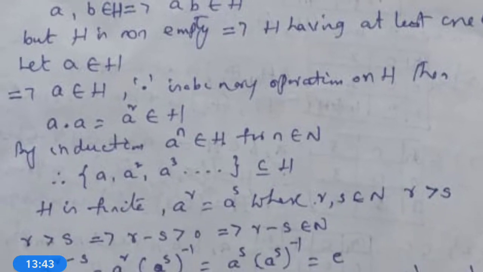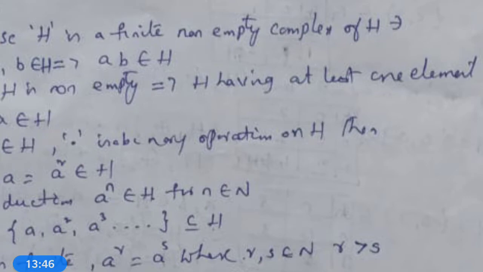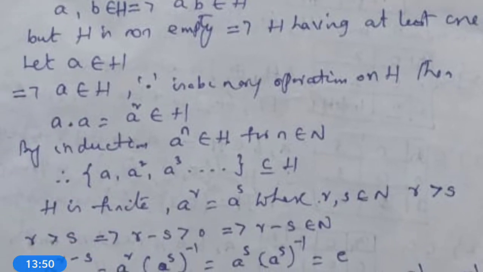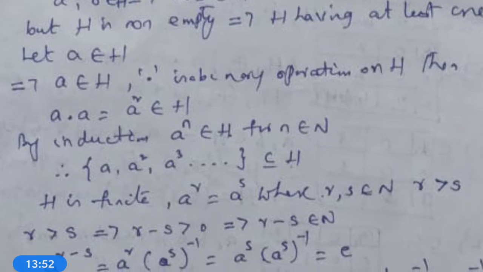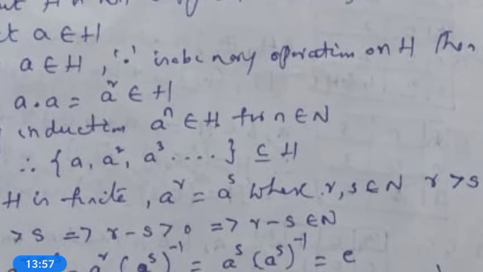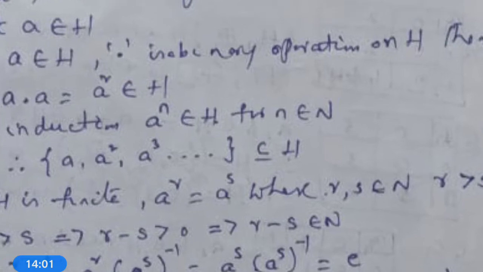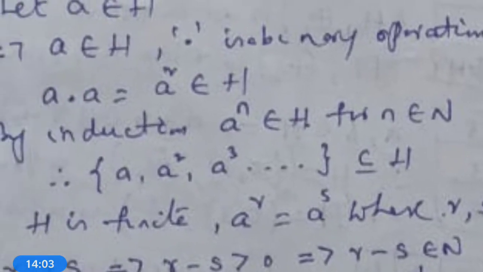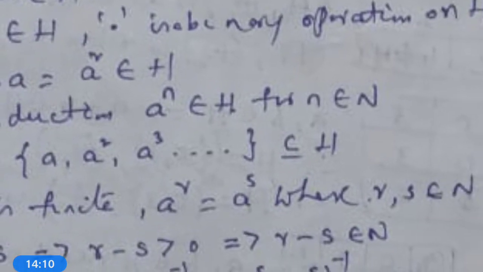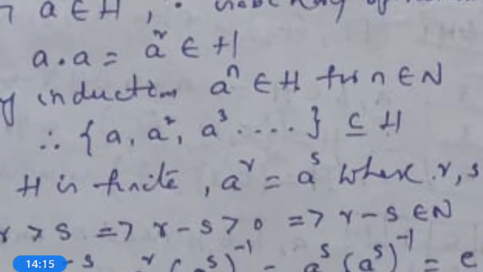This implies a belongs to H and dot is a binary operation on H. Then a into a is equal to a square, which belongs to H. By induction, a cube belongs to H, a power 4 belongs to H, etc. a power n also belongs to H for n belongs to capital N. Therefore, the set a square, a cube, etc., a power n, etc. is a subset of H.